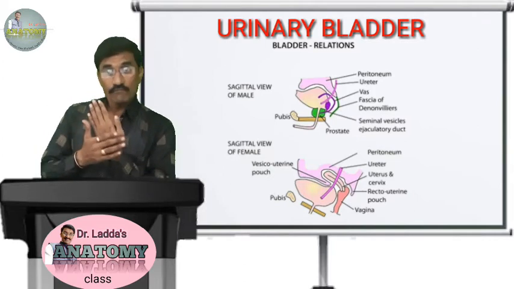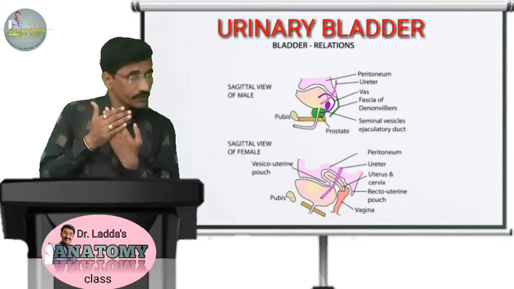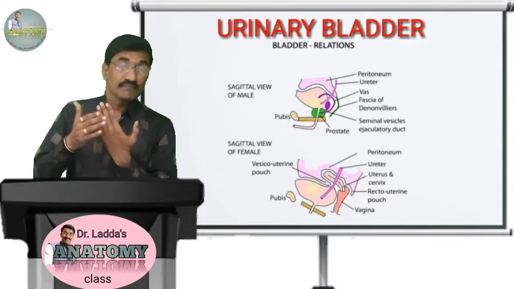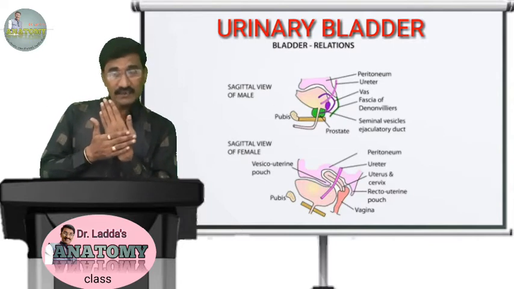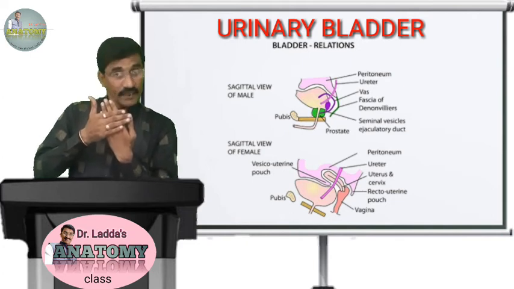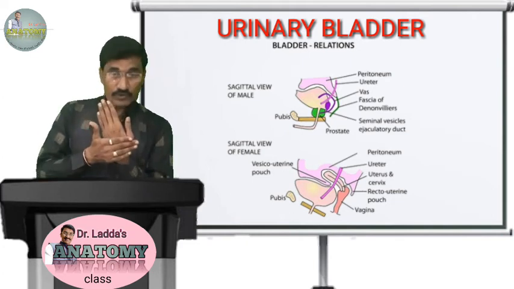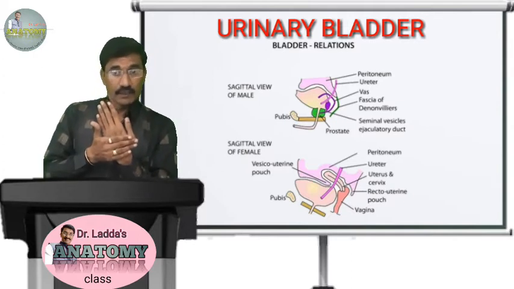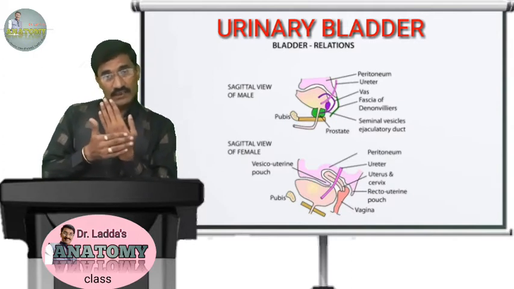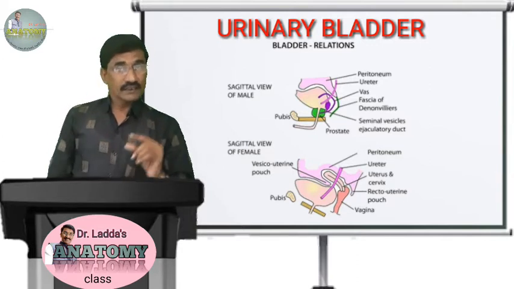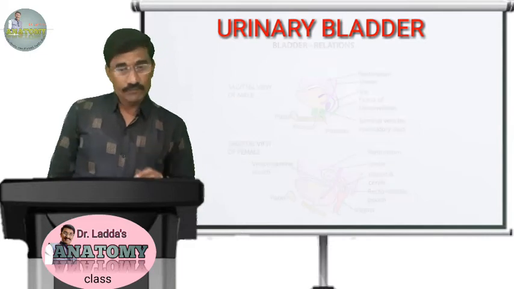The base in female is related with the uterine cervix and vagina, whereas in male the upper portion of the base is related with the rectum, whereas the lower portion of the base is related with two structures. One is the seminal vesicle and the second one is the termination of the vas deferens. So these are the relations of the base in male and female.